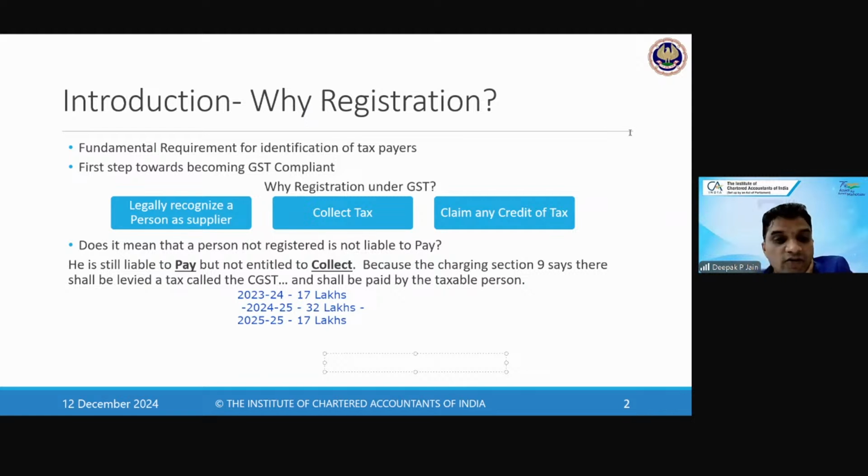Will you take registration in 2023-24? No. Since it's a service, we will register in the second year. So here we will register. Correct? This year you will register. After the first year, you have said you will not register. Okay. First year, no registration. Second year, registration. Third year, what will happen? In 2025-26, your turnover is 17 lakhs.